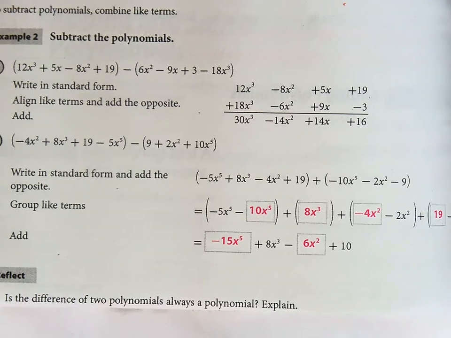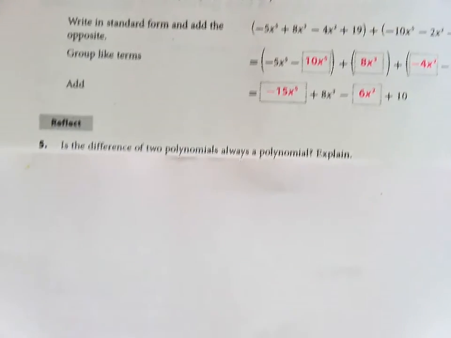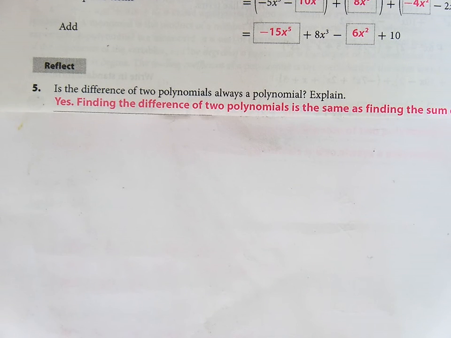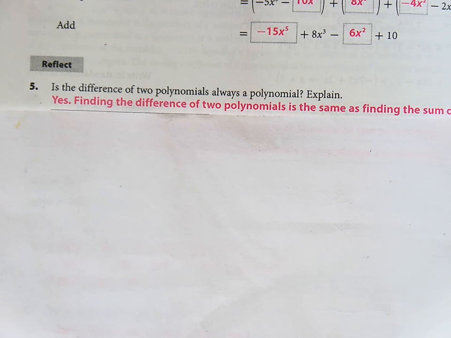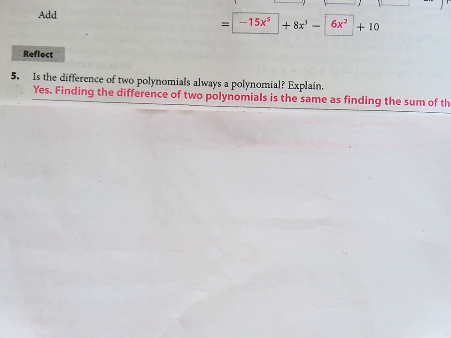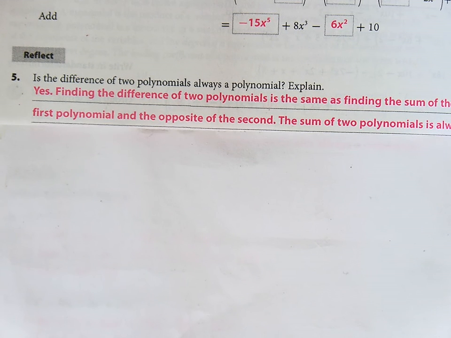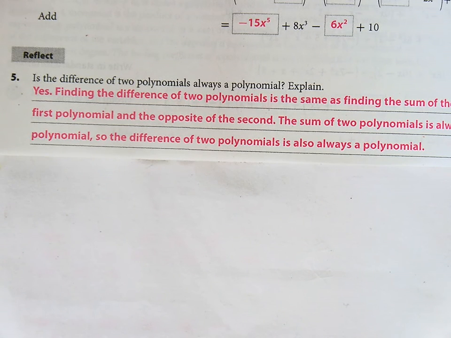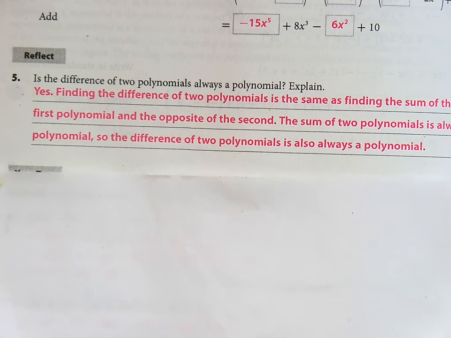Okay, so let's look at reflect. Going to move the paper up. Is the difference of the two polynomials always a polynomial? Yes. Because the subtraction process just creates different monomials, and monomials create polynomials. It's the same as the sum of polynomials. Again, it's not after copying, it's after the concept.